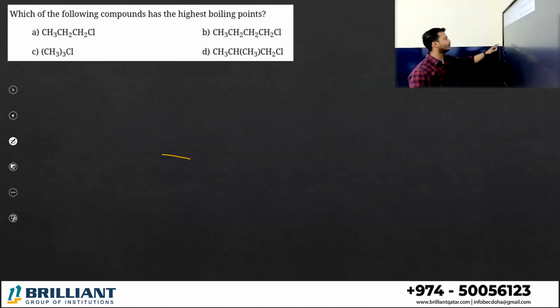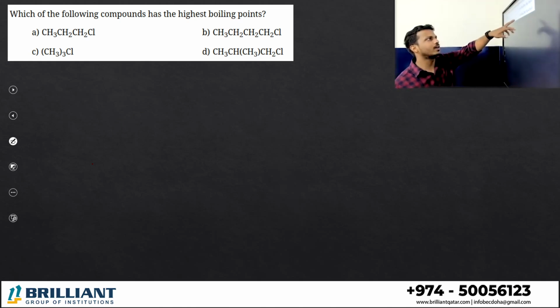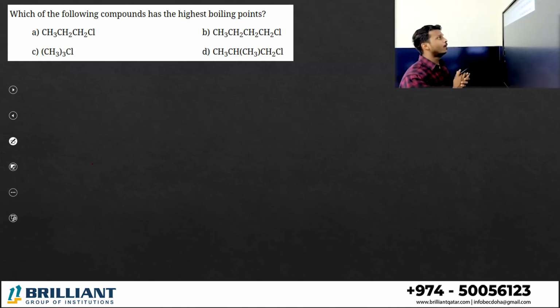Next question. Which of the following compounds has the highest boiling point? Again, a boiling point question. Option A is which one, dear student? Chloropropane. Option B, chlorobutane. Option C, tert-butyl chloride. Option D, 1-chloro-2-methylpropane. Which one has the greatest mass? Options B, C and D have equal mass. You can see the number of carbons is similar, hydrogens similar, halogen also similar.